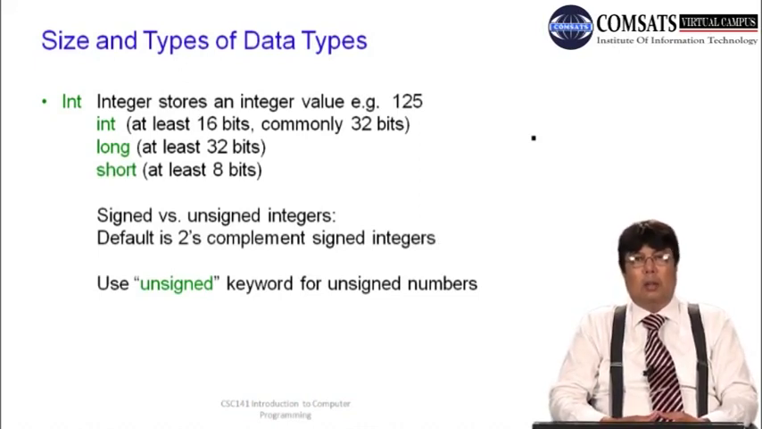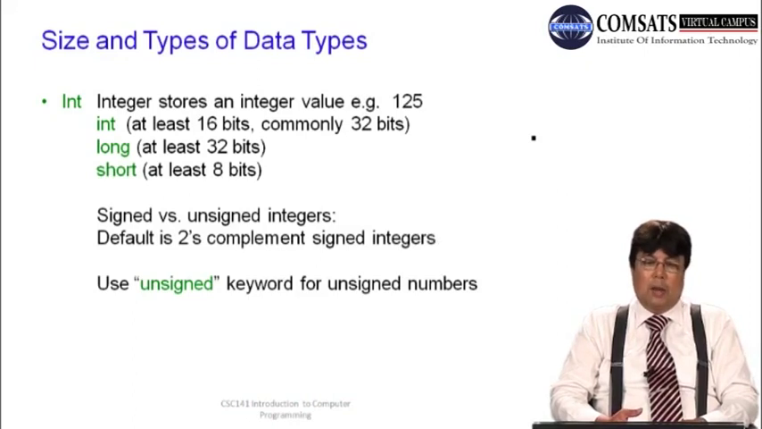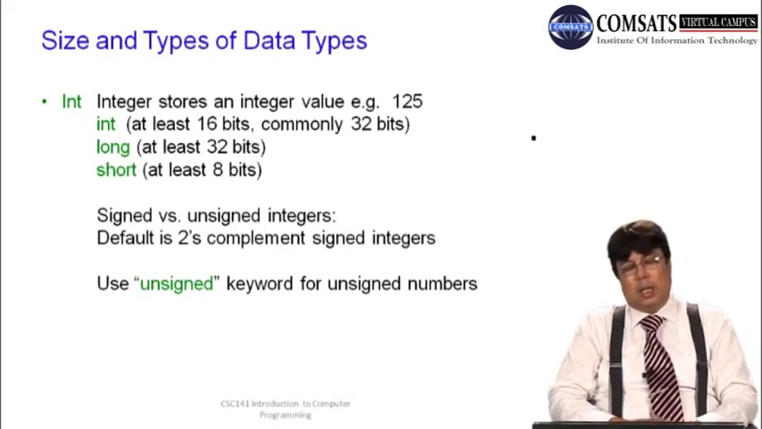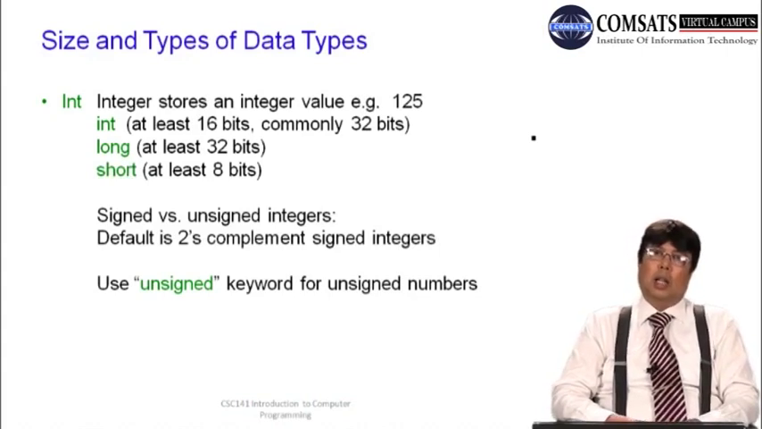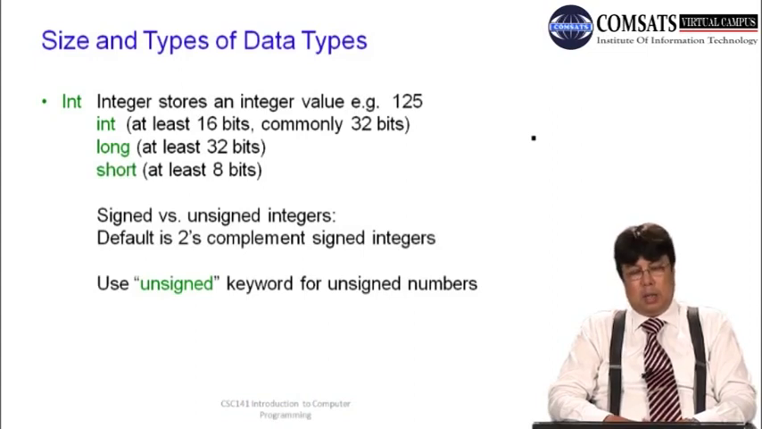Long is not a separate data type, but we'll use it as a modifier of int, in combination with int to define a data type having double capacity. So if your int is 16 bits, then long int will be 32 bits, and if your int is 32 bits, then long int will be 64 bits. Short is at least 8 bit.